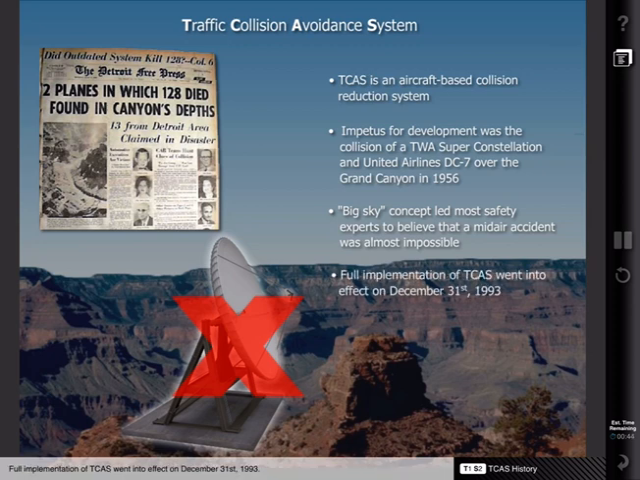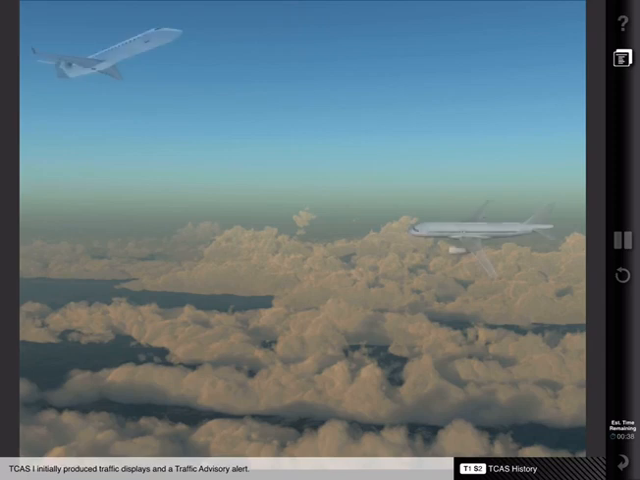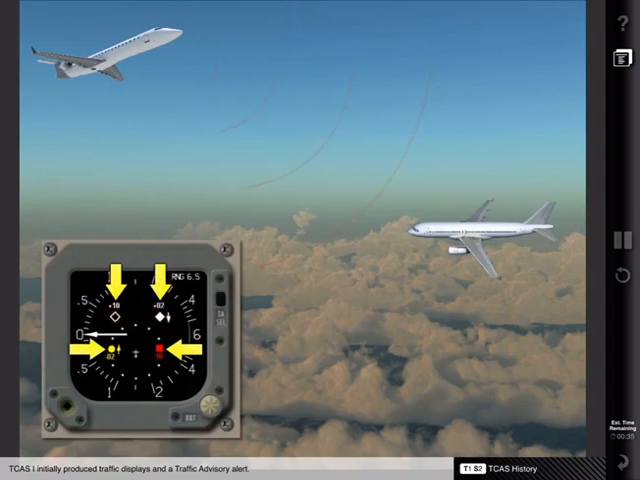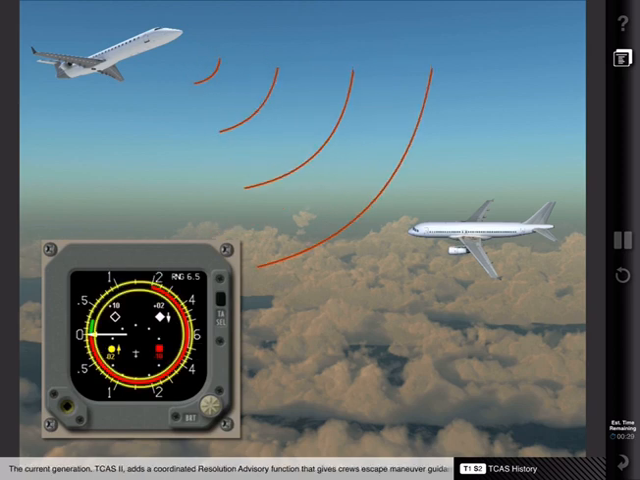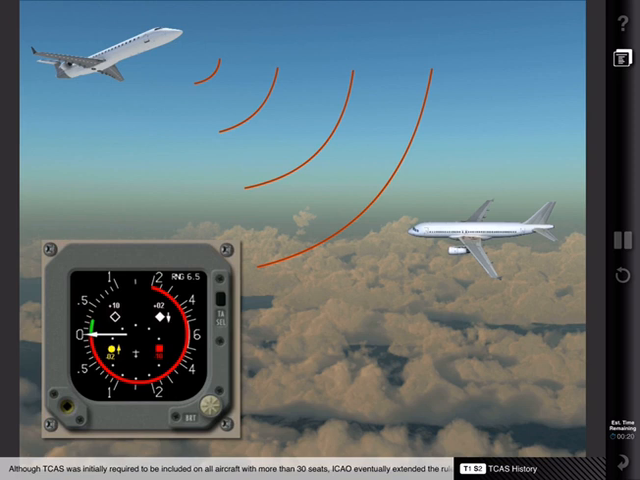Full implementation of TCAS went into effect on December 31, 1993. TCAS 1 initially produced traffic displays and a traffic advisory alert. The current generation, TCAS 2, adds a coordinated resolution advisory function that gives crews escape maneuver guidance. Although TCAS was initially required to be included on all aircraft with more than 30 seats, ICAO eventually extended the rule to include any aircraft with more than 19. Implementation of TCAS has been a success, reducing the rate of collisions, with most notable mid-air incidents occurring due to misuse of the system.